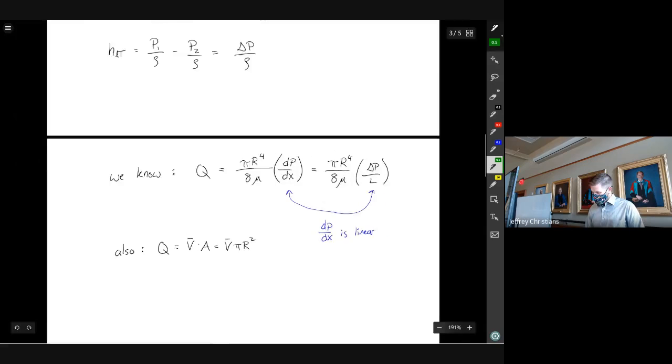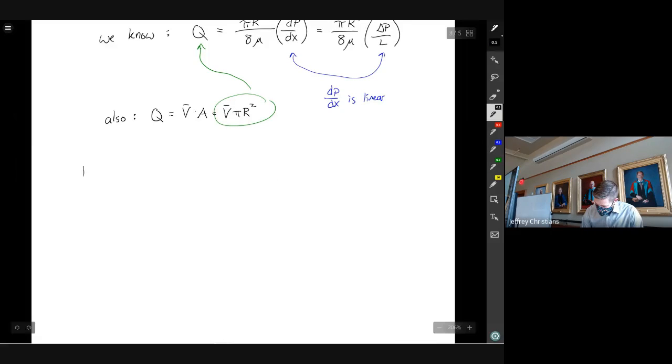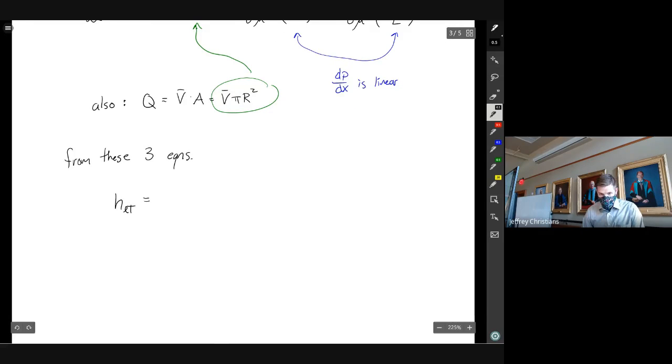Okay, so what we can do is take these three equations, and I won't do it in tons of detail because it's not super exciting. We'll take this equation here, plug it in for Q, and then rearrange and plug in what we find for delta P. We'll rearrange it, delta P equals, and then plug it into the head loss equation. Okay, so head loss is 8 mu L V over rho r squared.